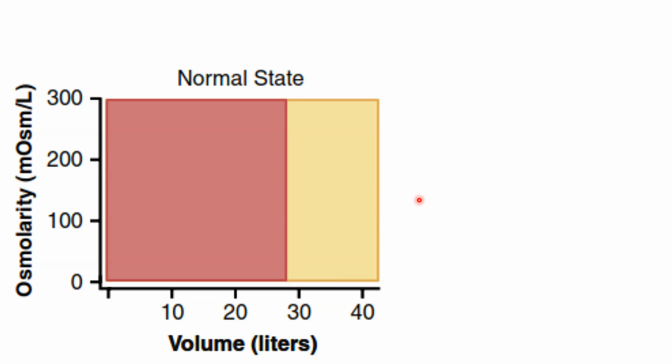60% of the body weight is water. So 42 liters here. And on average, osmolarity is how much for every compartment? Intracellular, extracellular, 300, right? Normal state. 28 liters is intracellular, 14 liters is extracellular. This is for normal.